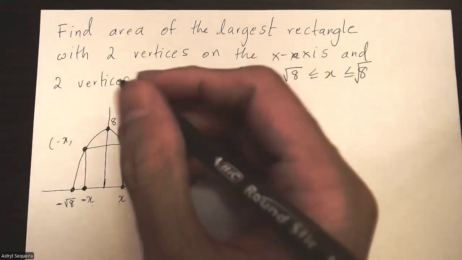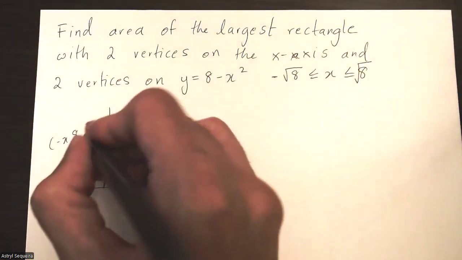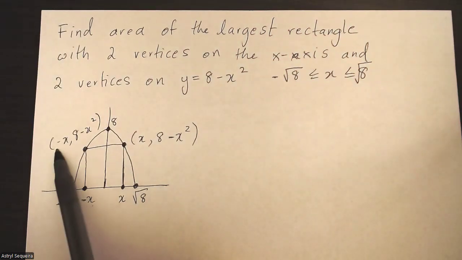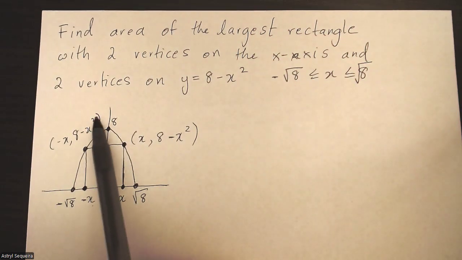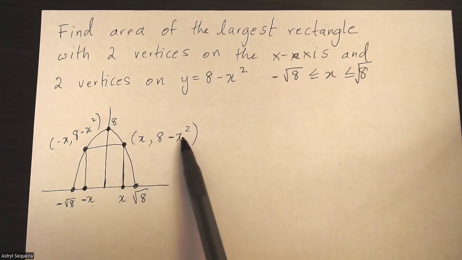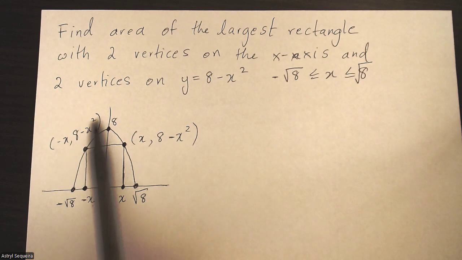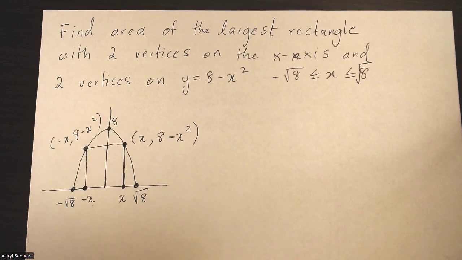This point here, we don't really need it, but I'll write it down. It's going to have the same y value. Technically, that's negative x squared, but negative x squared is the exact same as positive x squared. The y values are the same for these 2 points. You don't need to write it in a more complex manner.